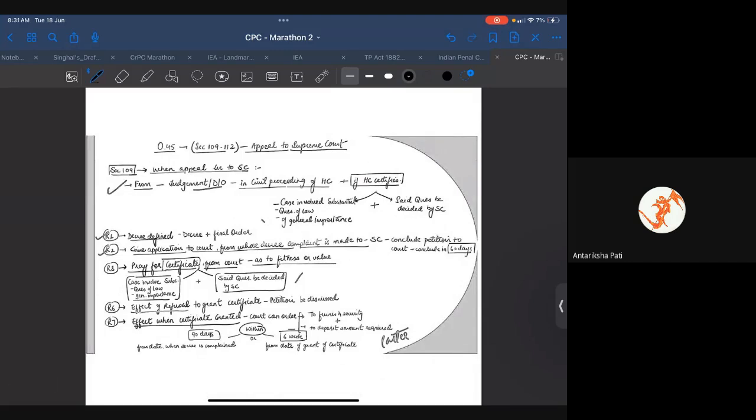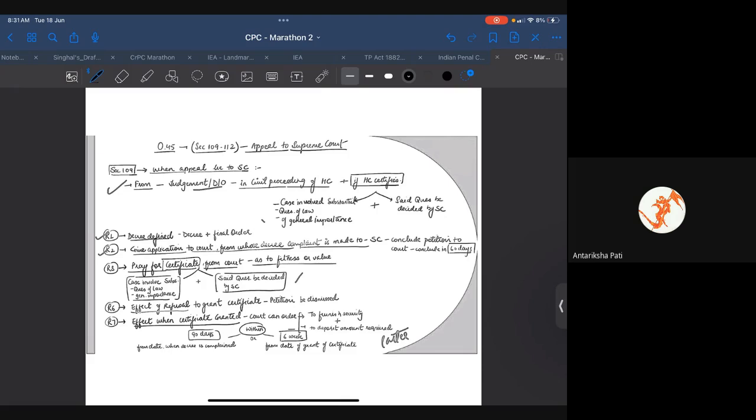Now, Order 45, Section 102, 109 to 112, it is talking about appeal to the Supreme Court. It says that an appeal may lie to the Supreme Court from the judgment, decree or order in a civil proceeding of the High Court, if the High Court certifies that the case involves a substantial question of law of general importance and the said question is to be decided by the Supreme Court, then only the Supreme Court will decide it. Okay. Now, decree will mean decree plus final order, and here you have to give an application to the court from whose decree a complaint is made. Now the Supreme Court will conclude the petition within 60 days.